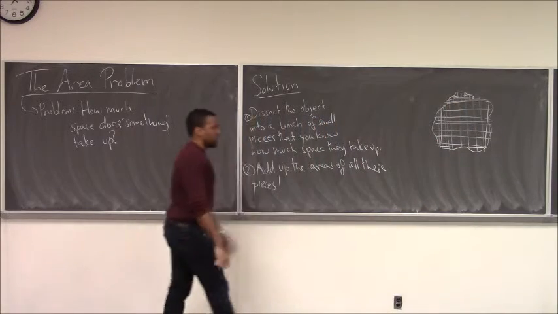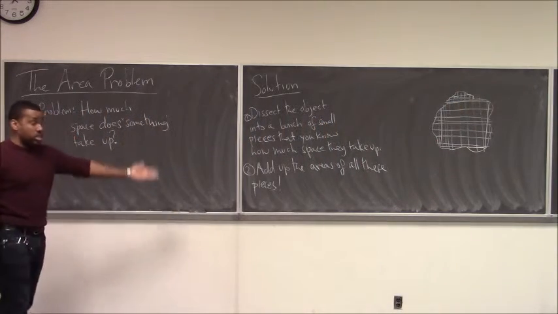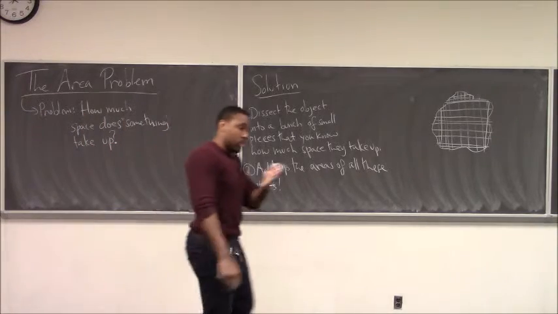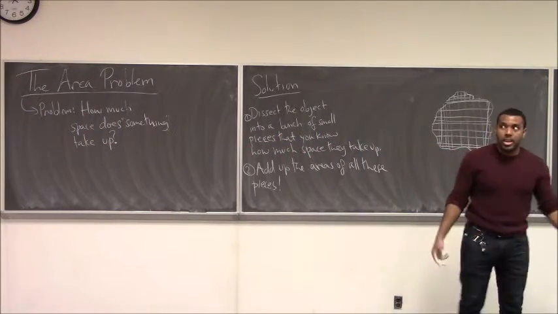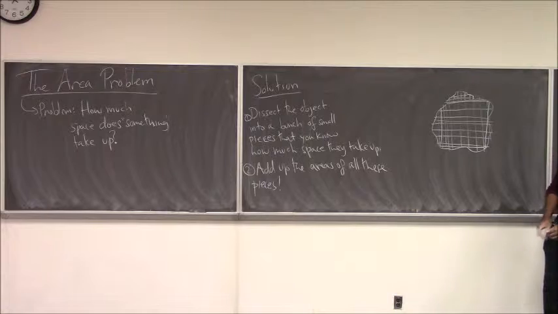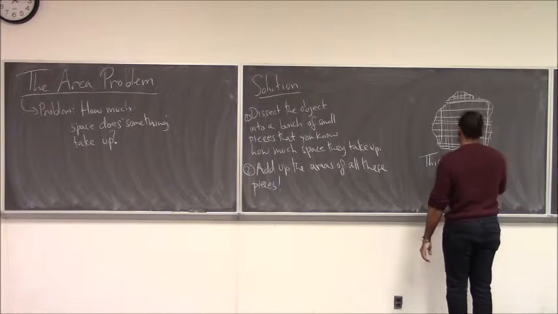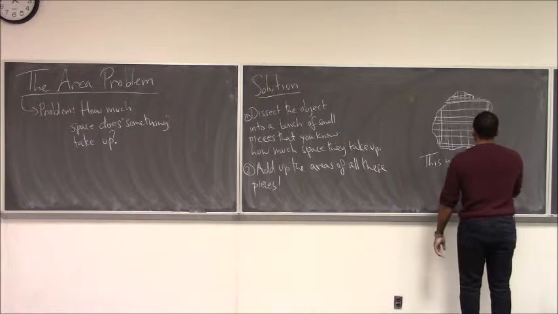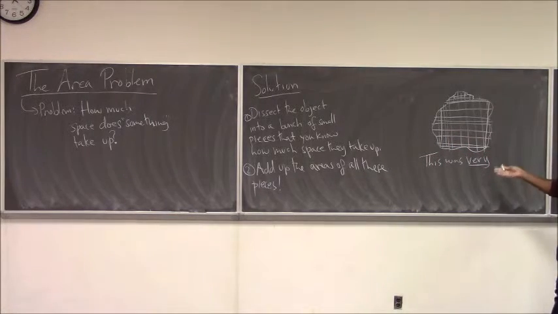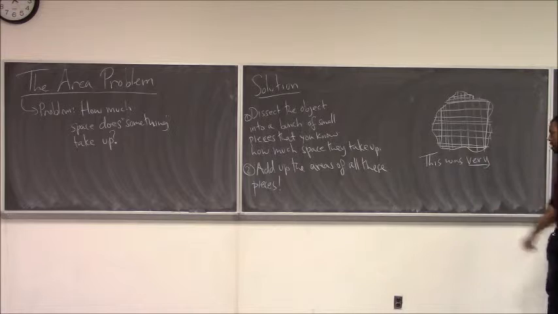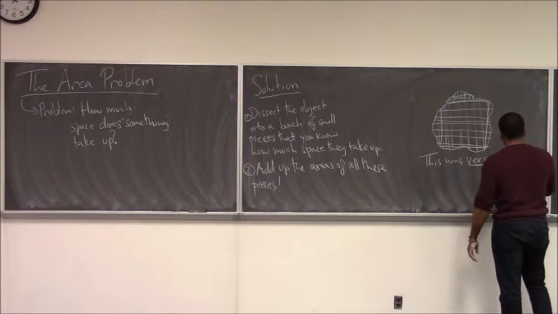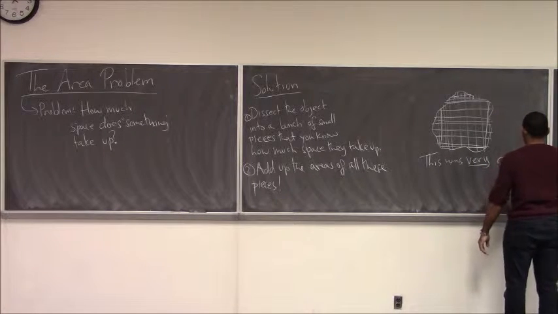So something like that would be a smarter way to go about it. But this is basically the solution to the area problem: cut it up into a bunch of little sections that you know how to find the area of, and add up all these areas. This was very computationally intensive. It worked, and you can make it work even better by using more rectangles, but it's very tedious, not very nice, not very formulaic.